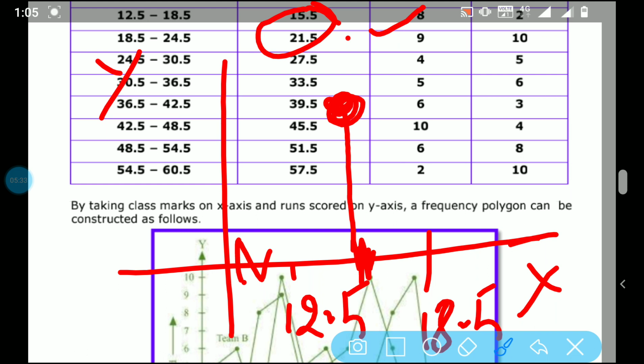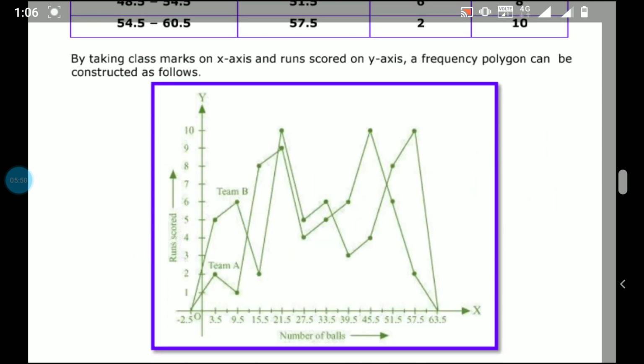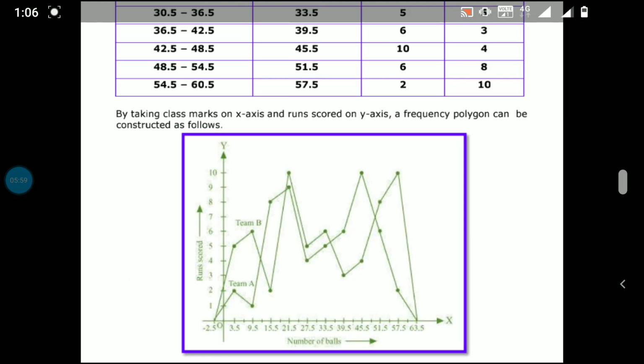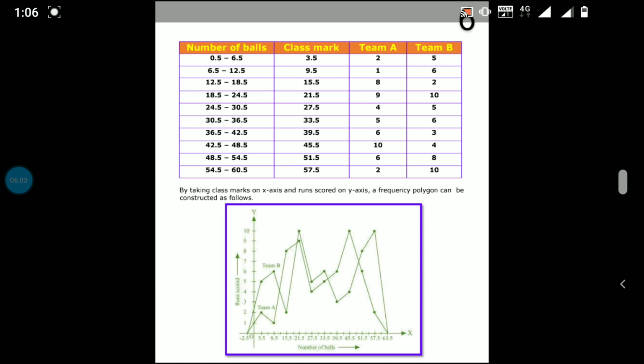So this point, okay, and we don't need to draw this line. Only the point is sufficient. In the same way the next point will come. Suppose the next point is coming here and then here. So we will join them directly. This is the frequency polygon, and when you join it, it will come in this form. Team A and team B, both teams can be drawn in the same graph. This is the frequency polygon. Okay, student, I hope you understood how to draw the frequency polygon and histogram.